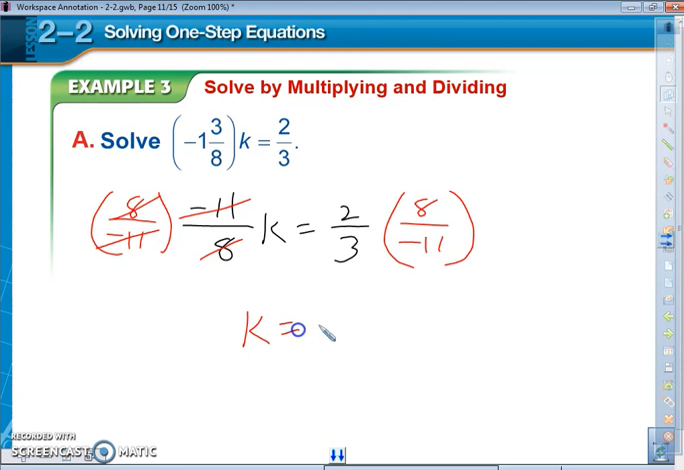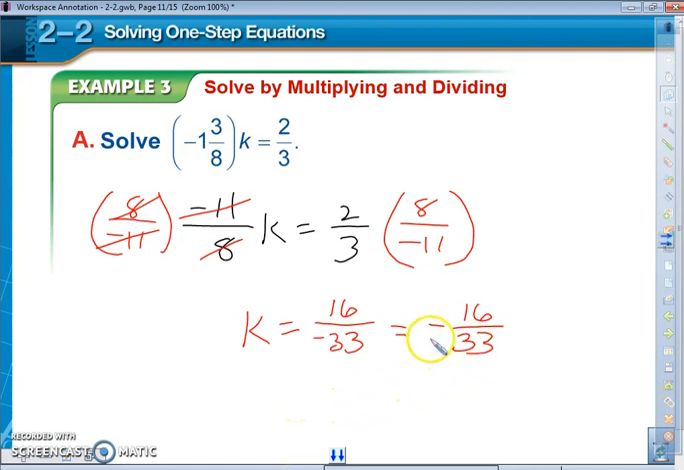I'm left with K equals, right here, 2 times 8 is 16. 3 times negative 11 is negative 33. If I have one negative sign in a fraction, it's a negative number. So I could go negative 16 over 33. Right like that, guys. Okay?